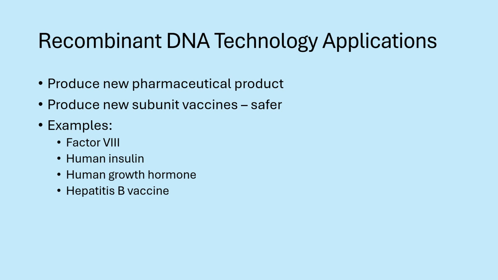Some other examples of where they have used this successfully is in the production of factor VIII. This is necessary for people who have hemophilia, which is a bleeding disorder. If they get an injury and they start to bleed, they could bleed out. So they have to receive an injection of factor VIII. Human insulin for diabetes, human growth hormone, and also the hepatitis B vaccine.